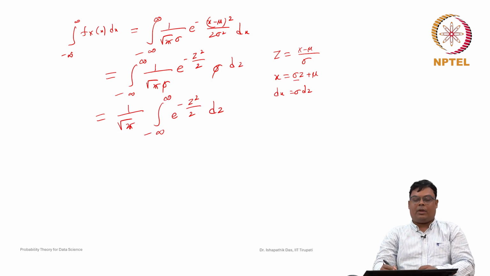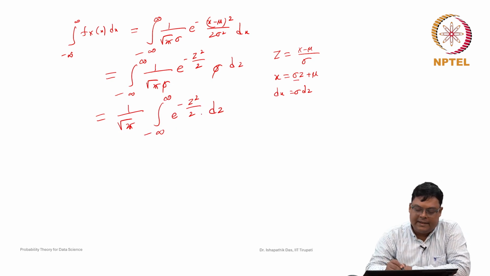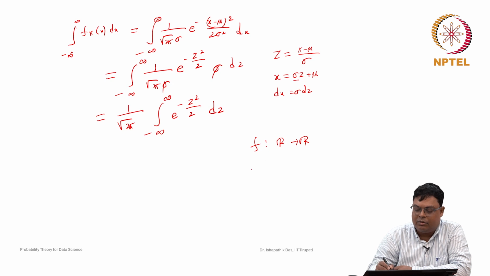Now, it is an even function. You know what an even function is. Suppose f from R to R is a function. Then f is called an even function if f of minus x is equal to f of x, and it is an odd function if f of minus x is equal to minus of f of x.